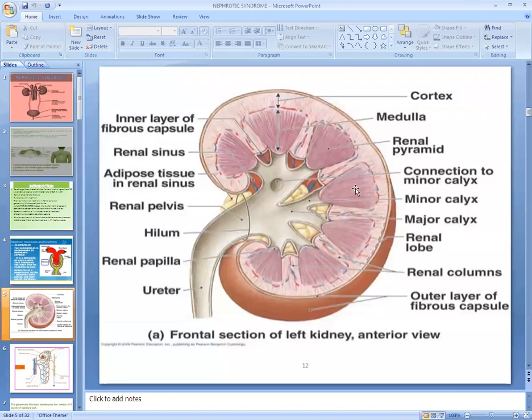This is just for your understanding. It is not asked in the exam, but without this you won't understand nephrotic syndrome.